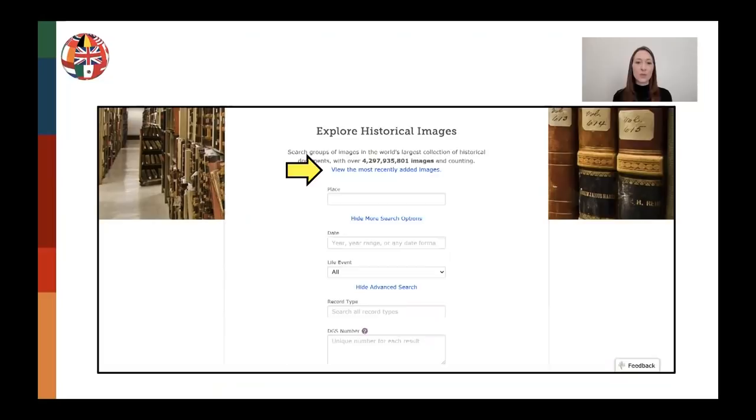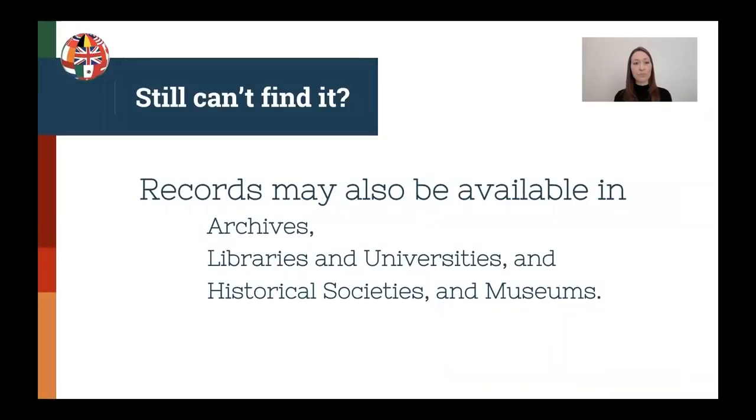If you want to view the most recently added images, you can click on that and it will give you a whole list. I have found, just from my own experience, that if I go to the FamilySearch catalog and I search for my location there, these records are already cataloged within not very long. So you will find them there in the catalog as well. But this is a different avenue that you can look at if you're interested.